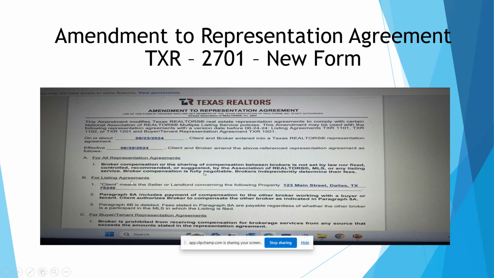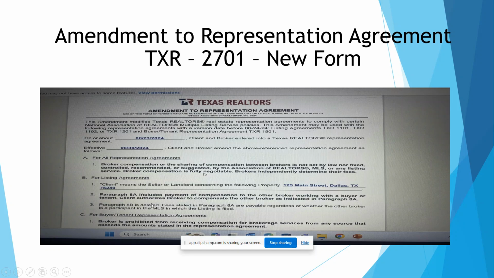For listing agreement, so we're on the listing side. Client means the seller or landlord concerning the property at, so this just confirms your listing agreement, the one you've got listed. Paragraph 8A includes payment of compensation. So what it's saying is your old listing agreement, paragraph 8A was still viable. Paragraph 8A is gone in the new listing agreement, but it's saying in the old listing agreement, paragraph 8A includes payment of compensation to the other broker working with the buyer. So what that's saying is, Mr. Seller, you need to know that you are going to be paying a buyer's agent's commission via paragraph 8A. So just be aware of that.